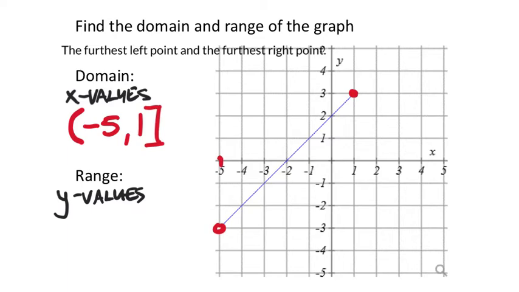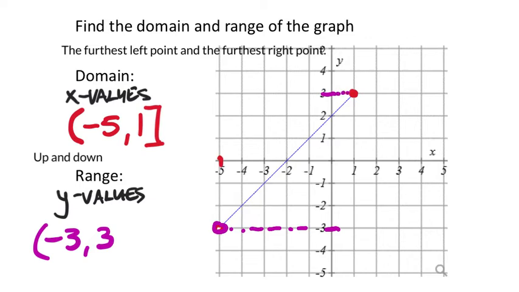So the range is just y values, so we're looking at up and down. How far up and down does this thing go? Actually, you should start with down. It goes as far down as -3 and as far up as +3. But again, are these endpoints included? Well, the -3 is not included because it's an open circle, so that's a parenthesis. The 3 up here, though, is a closed circle, so it is a square bracket.